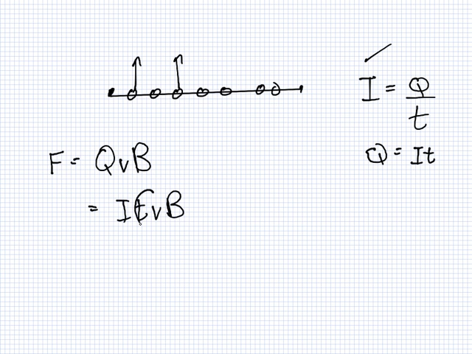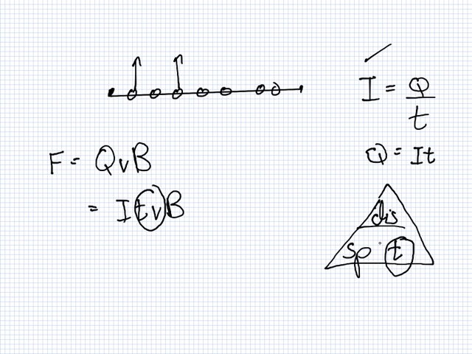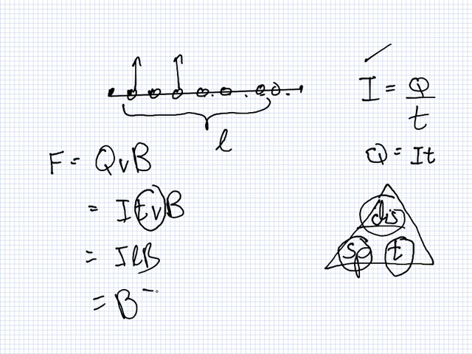Now, actually, this means something here. If you think about the triangle, distance, speed and time. Time multiplied by speed is the distance. So the distance, of course, is how far the charge moves, which actually is the length of the wire, the L. So that's ILB, or just Bill. This is the force on a current in the magnetic field.